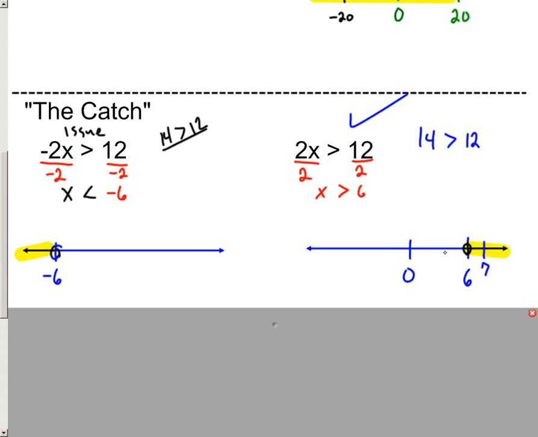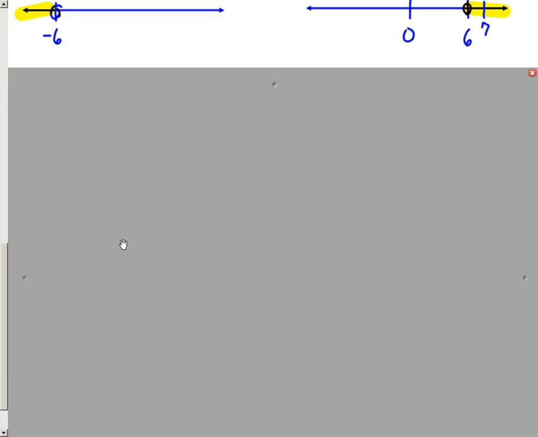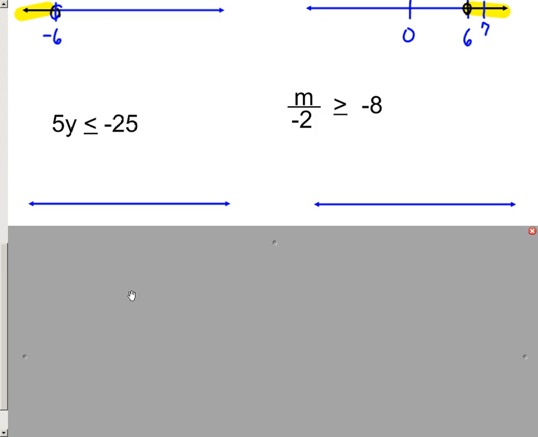We don't want to say 5 is an answer because 5 times 2 is 10, and 10 is less than 12, not greater than. So we only want to turn this inequality sign around when we're dividing by a negative number or if we're multiplying by a negative number. So let's look down and look at that other situation right here.